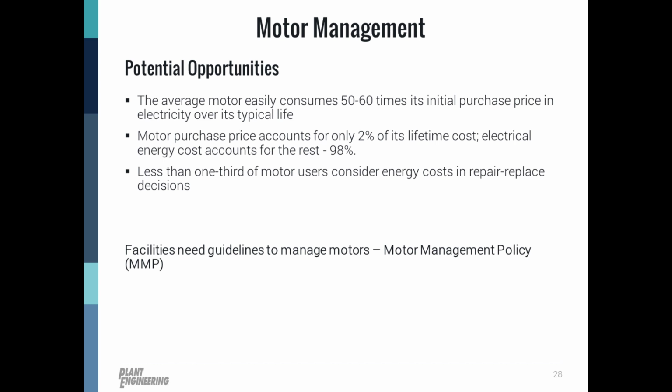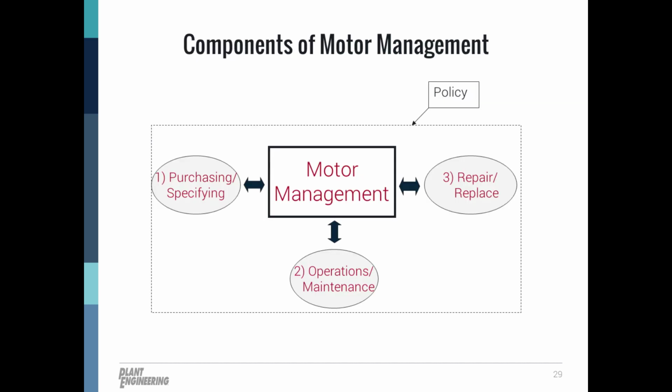So for those reasons and many others, all the facilities using electric motors should really have a set of guidelines for managing the motor population. And that's kind of what we group into this topic of motor management. So what are the components of the motor management system? We list three. We call it a policy. So purchasing, then operations and maintenance, which a lot of what Ronnie just went over, and then the third component, making that decision, when to repair, when to replace.